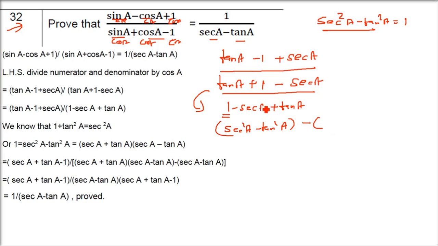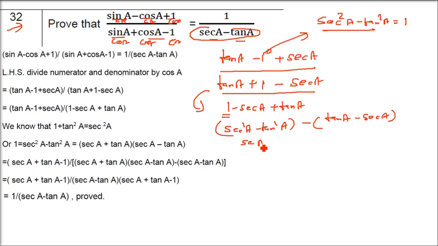Now this 1 you are writing sec square A minus tan square A. So this will be minus sec A minus tan A minus sec A. It will be sec A minus tan A. So we just need to change it. Please remember, numerator we haven't taken. You might be asking a question, why we have not changed the numerator 1 to sec square A minus tan square A? Just for the discussion, that denominator we need.